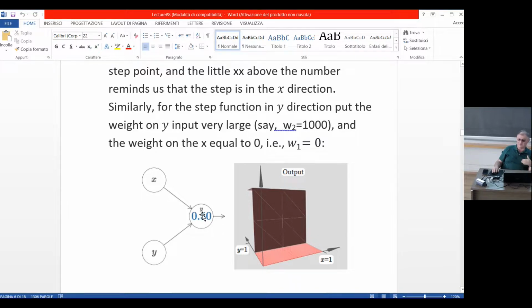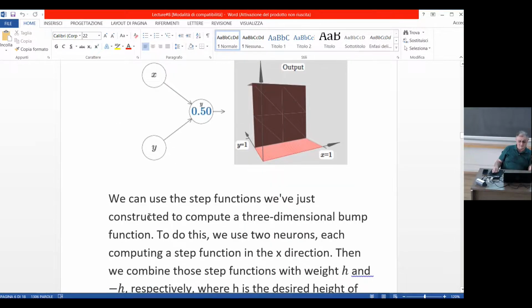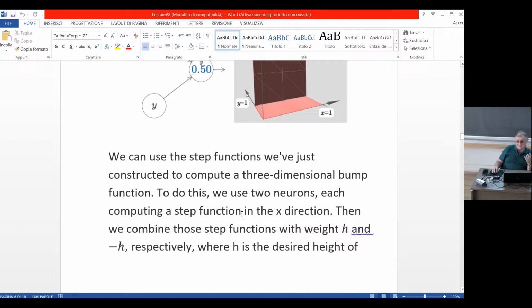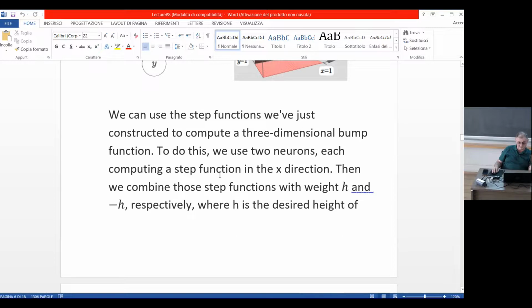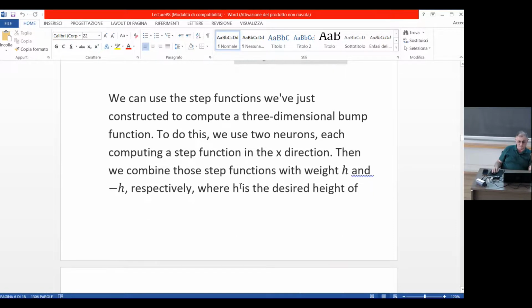We have the definition of this function only from 0 to 1. So it's a half of our possible range with jump. But it is not strict, we can arrange it in the whole range of 0 to 1. We can use the step function we have just constructed to compute a three-dimensional bump function. To do this, we use two neurons.